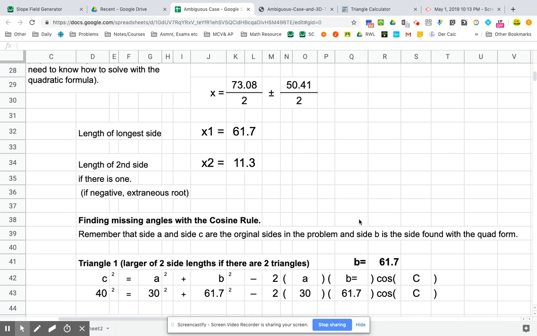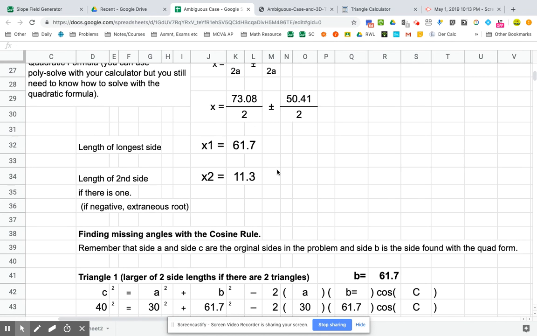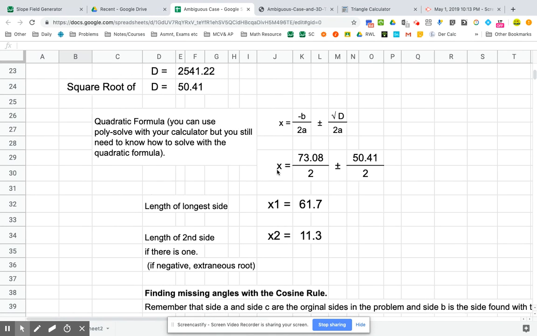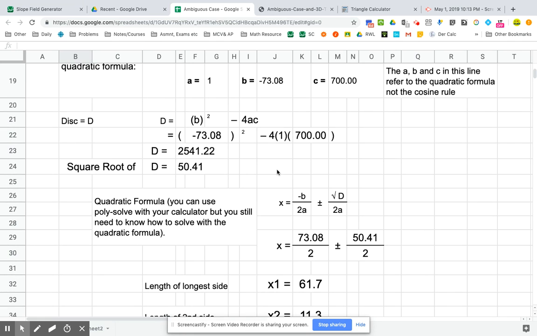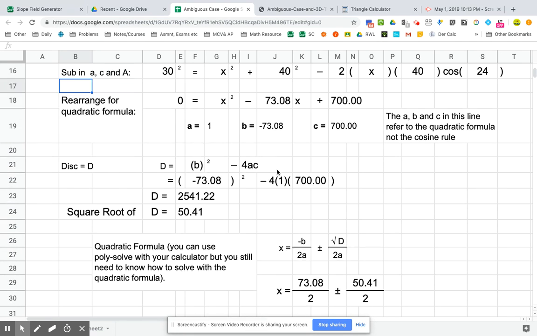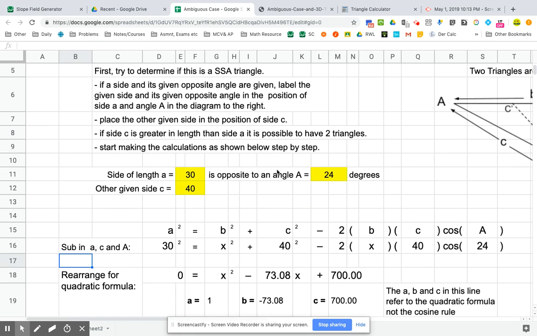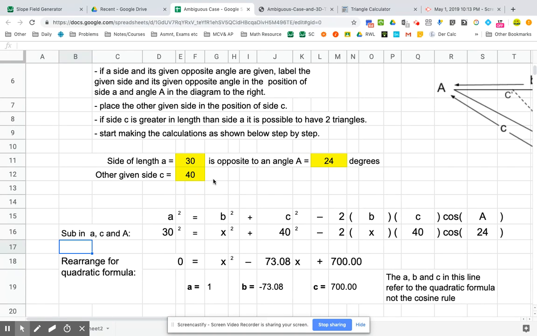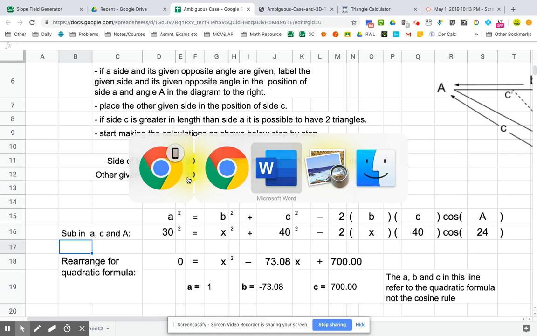Ambiguous case video number 2. What I'm going to do now is continue on from the last video and actually go through how you finish solving one of these ambiguous cases. So let's go back to where we started. We had a side of length 30 that was opposite to an angle that was 24 degrees. There was another side that we knew in the triangle, which was 40, and we were expected to solve the triangle. So let's look at that picture again.